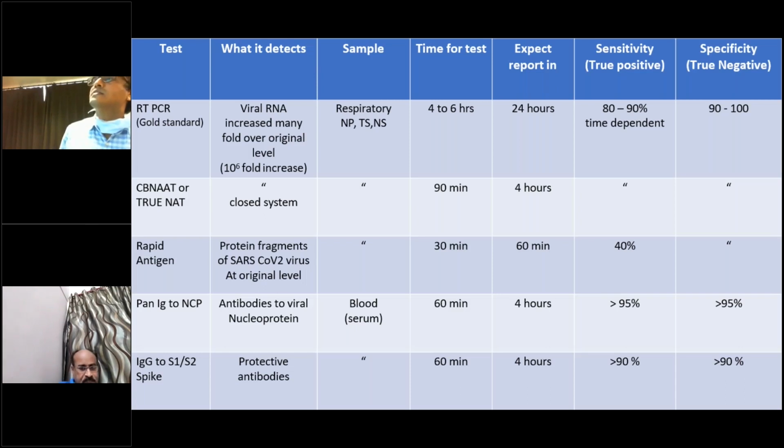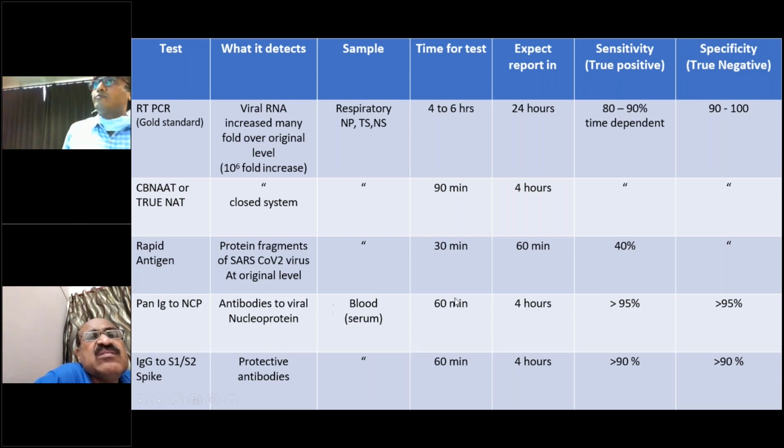And in this table we can compare the various tests, like molecular tests like RT-PCR, CBNAAT, which has been discussed by ma'am, and the rapid antigen test which we can do for diagnosis of SARS-CoV-2. The main target is the protein fragment of the SARS-CoV-2 virus. The advantage of this test is that it is a rapid test and requires only around 30 minutes, and the reporting time is around 60 minutes. But the biggest drawback of the test is that it is sensitive only up to 40%.